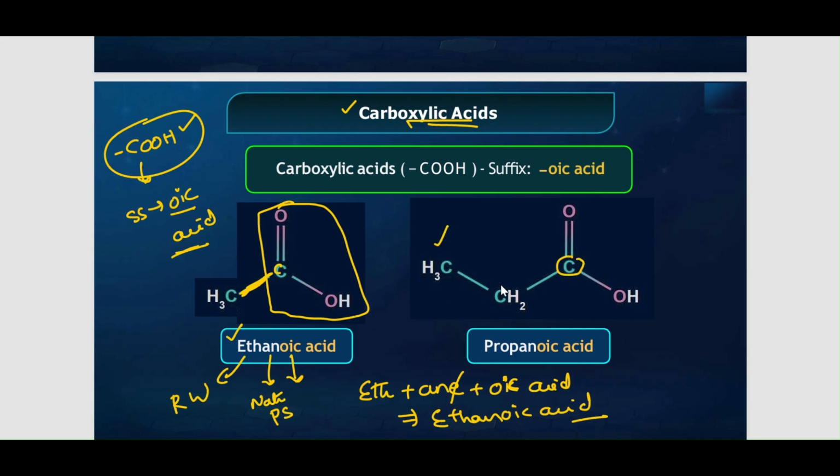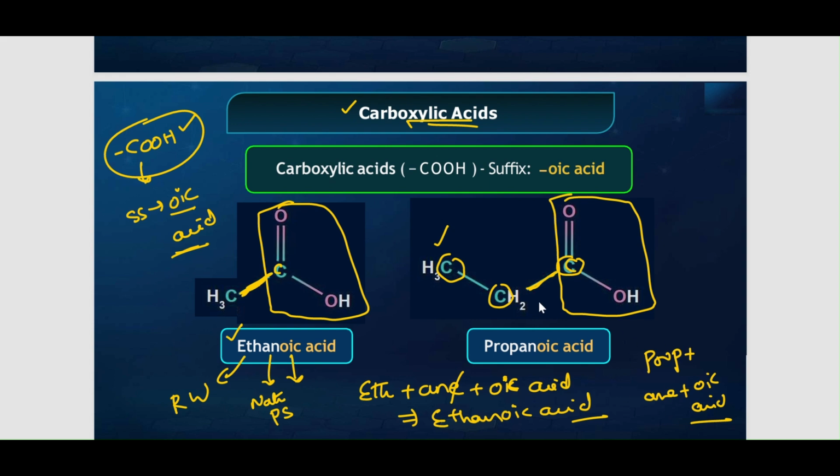Now you can observe here also. Here the root word is 3 carbons. So therefore I have used the prop root word. Then the primary suffix. In this carbon compound having the functional group, this functional group carbon is bonded with a single bond. So therefore ane. And the secondary suffix is oic acid. So therefore it is called propanoic acid.